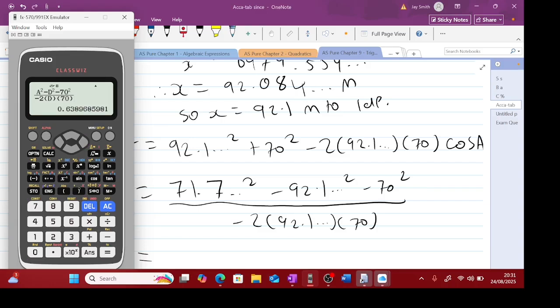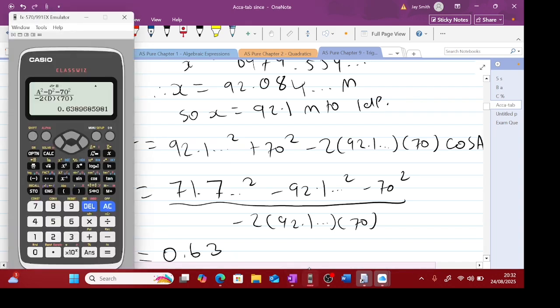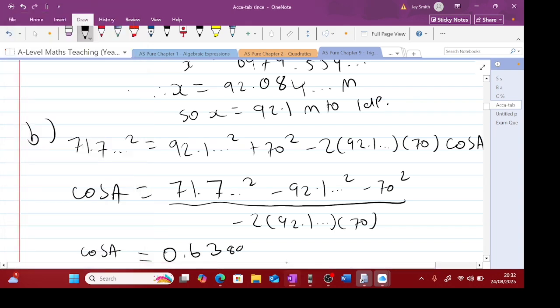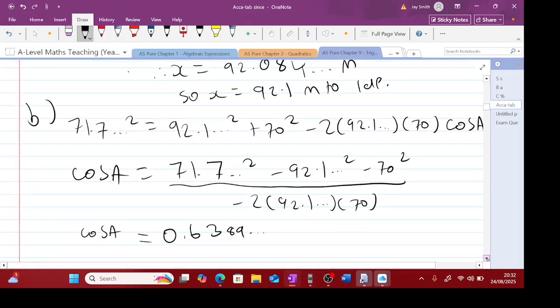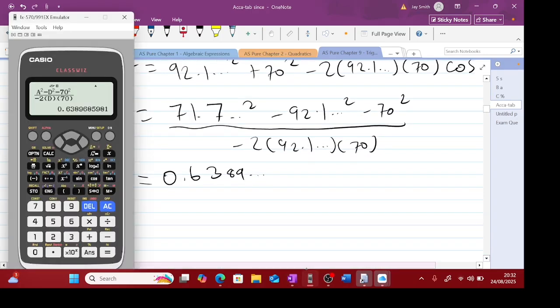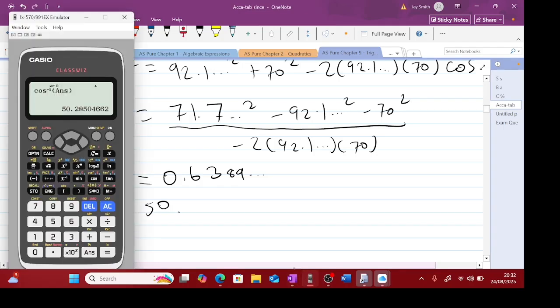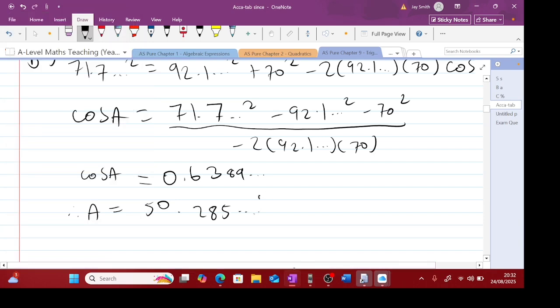And so put that in the calculator, I get 0.6389... for cos A, right? So then I can just do inverse cos, so A is the inverse cos of my answer, which again I need to go in yellow mode or the shift mode of my calculator, previous answer. And so I get 50.285... degrees.